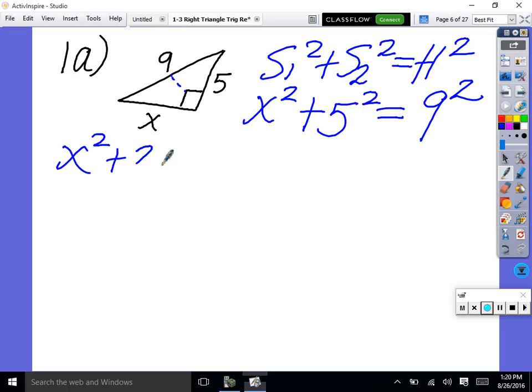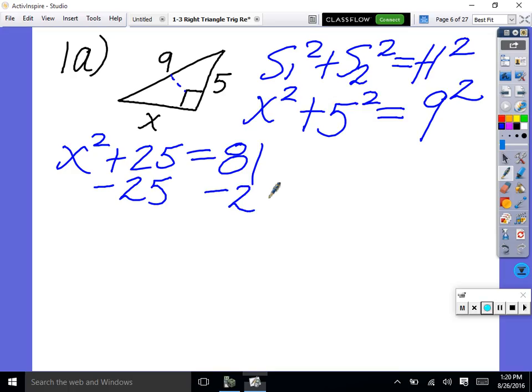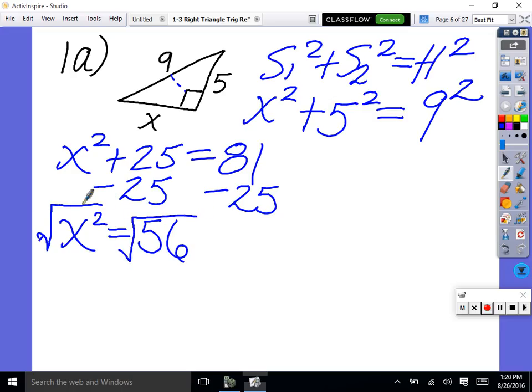X squared plus 25 is equal to 81, yeah? So then we're going to try to get x squared alone. So we would subtract 25 from both sides of the equation. So we have x squared is equal to what? 81 minus 25. What is it? 56. Now, guys, keep in mind, a lot of students stop here. We don't want x squared, we want x. How do you want to do the square? Square roots. Now look, roots cancels out with power. We have x is equal to the square root of 56.